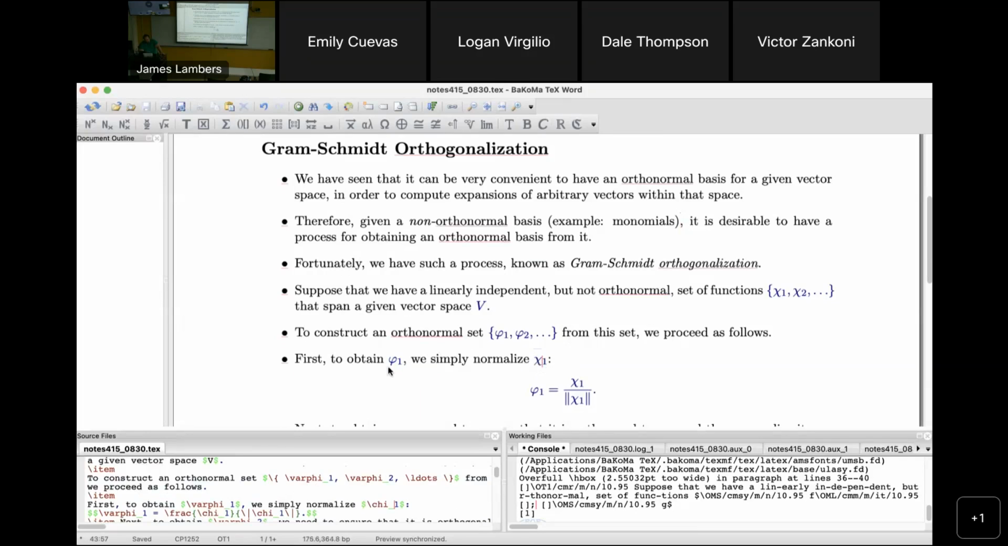So to get phi1 from chi1, just normalize it. Don't have to worry about it being orthogonal or anything. Right now, we're only considering this one function, and any function that is normalized is a one-function orthonormal set. So this is all it takes to get the ball rolling. And keep in mind the norm that we're using is the one induced by a scalar product. So you take the scalar product of chi1 with itself and take the square root.